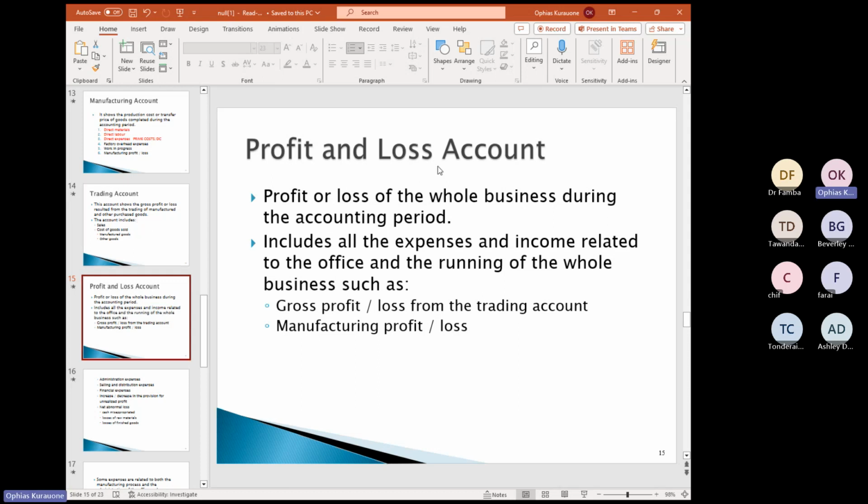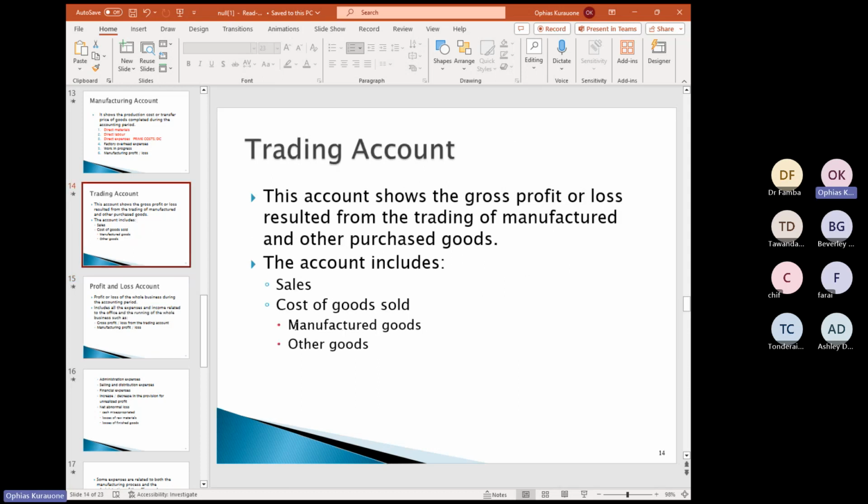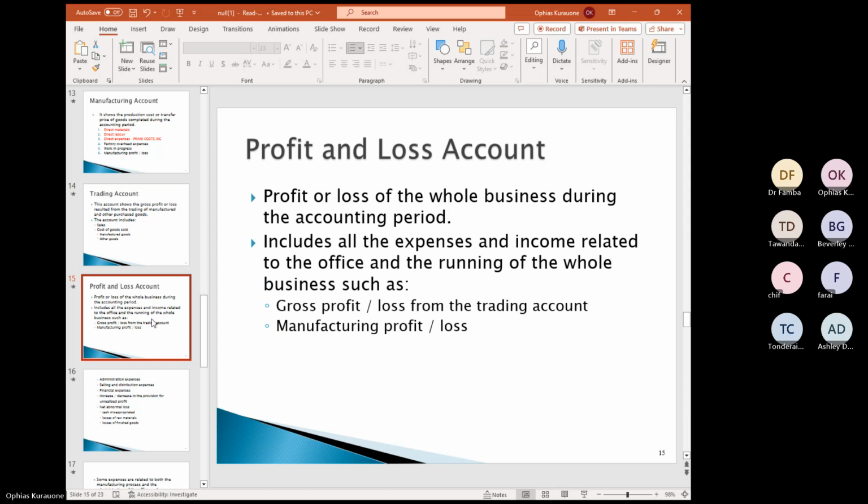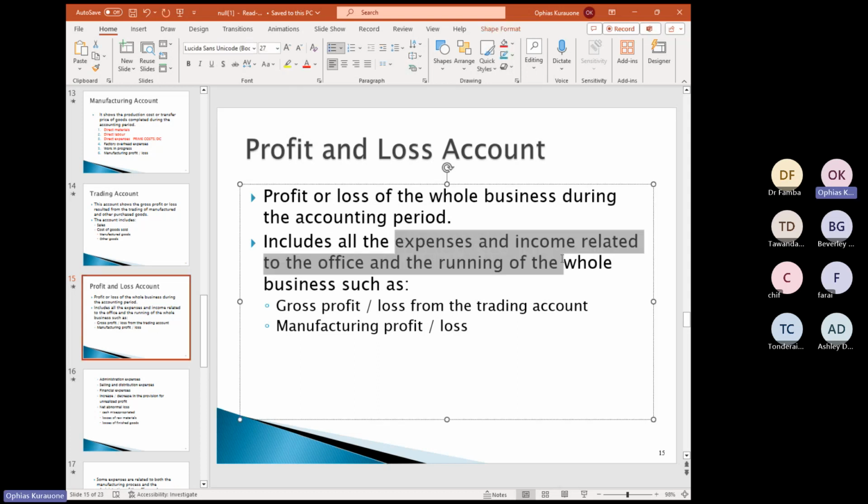Profit and loss account shows the profit and loss of the whole business during the accounting period. So the trading account and profit and loss account are different. For the trading account, we are only talking about the gross profit: the cost of goods sold against the sales. Cost of goods sold consists of manufactured goods and other goods. Profit and loss of the whole business includes all the expenses and income related to the office and the running of the whole business, such as the gross profit or loss from the trading account and the manufacturing profit or loss.